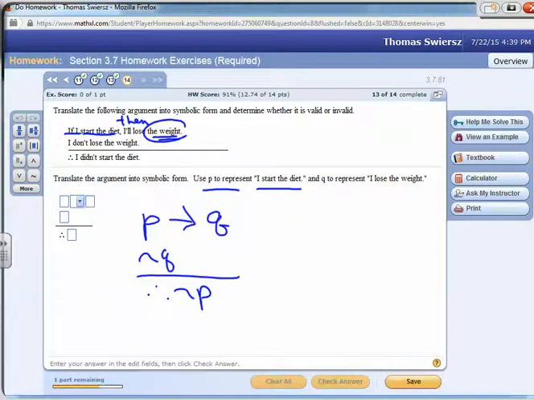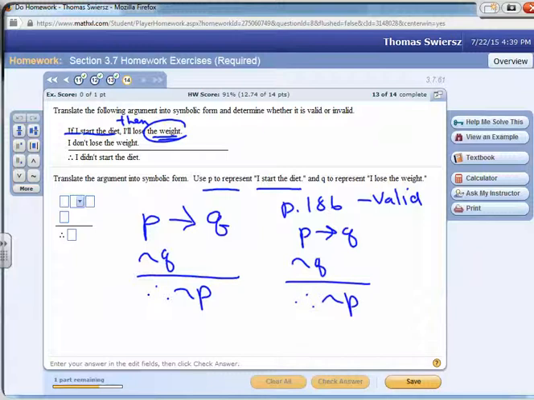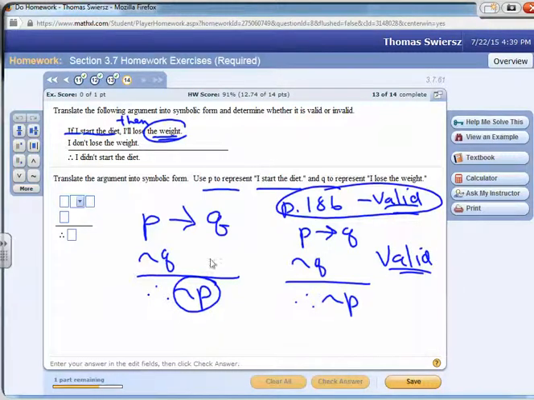Okay, now again, there's the symbolic form. And again, on page 186 of the textbook, one of the valid forms is the law of contraposition. If you got if P then Q, and you got the negation of Q, the then part, then you can conclude the negation of P, which is the if part. This is one of the four valid forms. Our premises match exactly, so the whole argument matches, so we know that the argument is valid because it matches the law of contraposition on page 186 of the textbook. It matches one of the four valid forms. Okay? So we definitely know it's valid. We don't have to do a truth table.